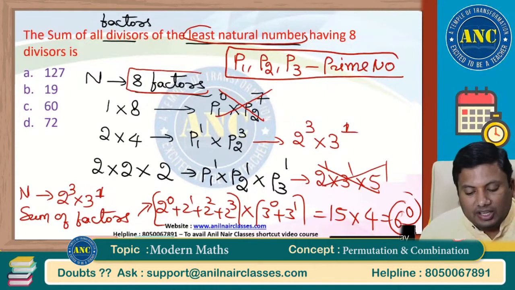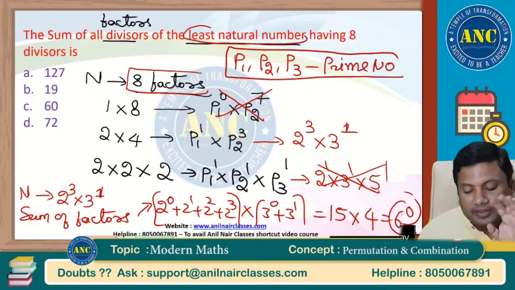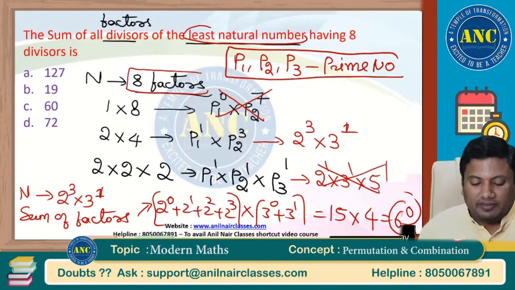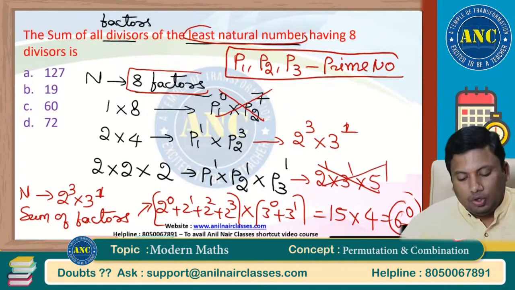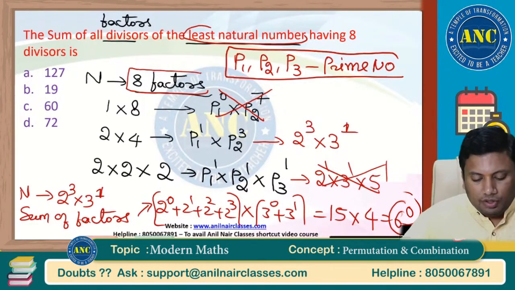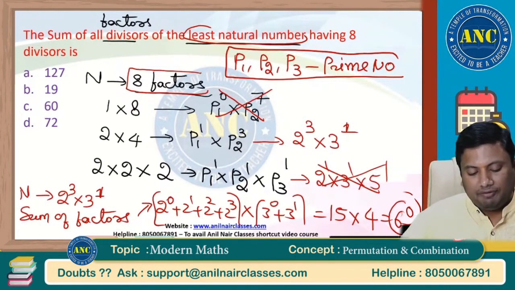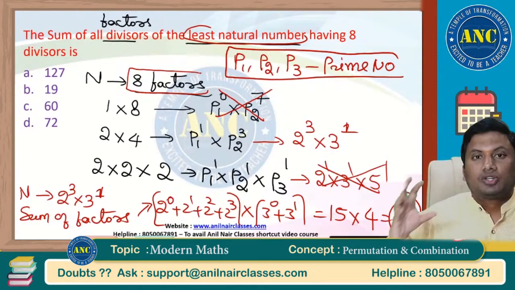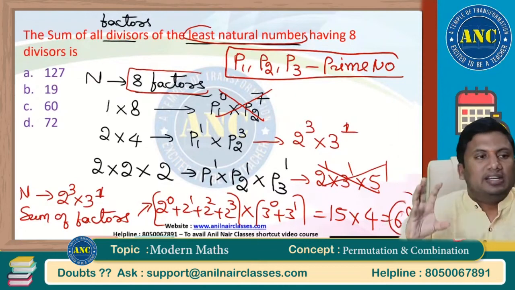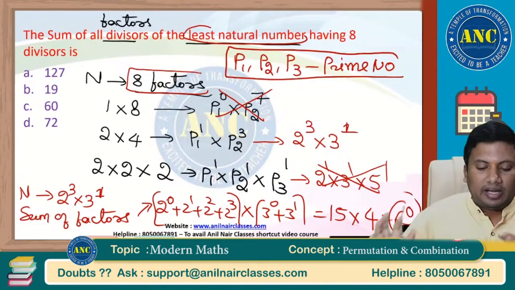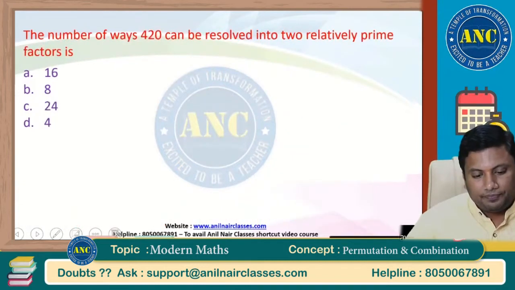Because it's the least natural number, I have to give 2, then I have to give 3, then I have to give 5. So 2 power 7 is 128, it is larger. 2 cube into 3 power 1 is 24. 2 into 3 into 5 is 30, it is greater than 24. So 2 cube into 3 power 1. So given a number, we can determine the factors. Given the factors, we can determine the number. I hope this question is clear. This is a very, very good question.